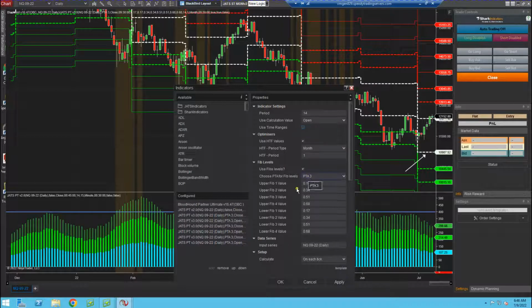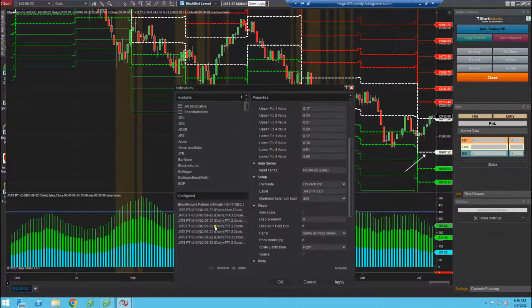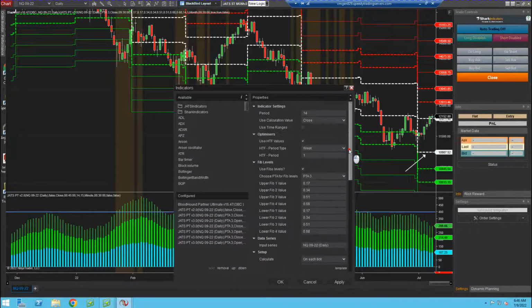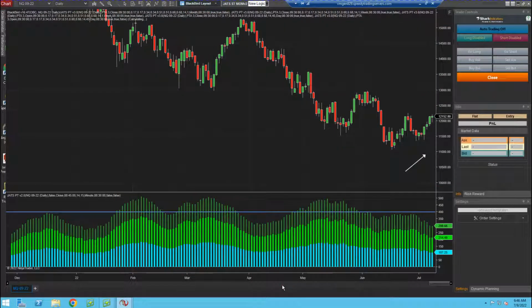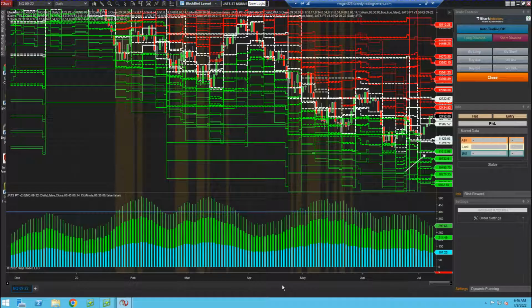I'm going to skip that one. It didn't really make any difference. This is the weekly, so I'll add weekly and 45-day, and these two are the 45 days. And this will help open your eyes dramatically to why the market moves the way it moves.